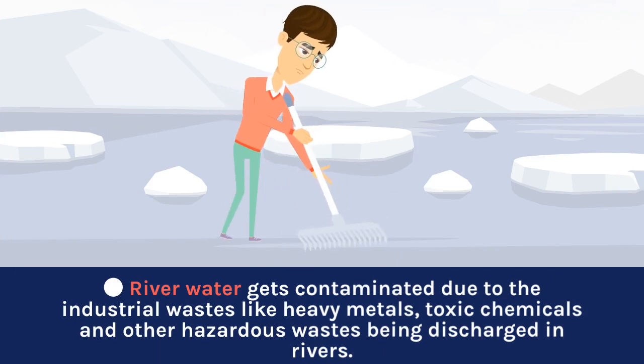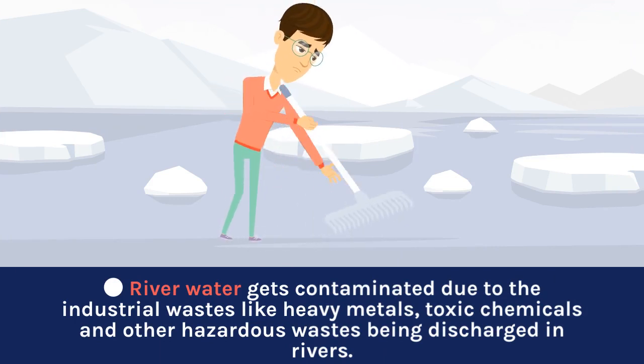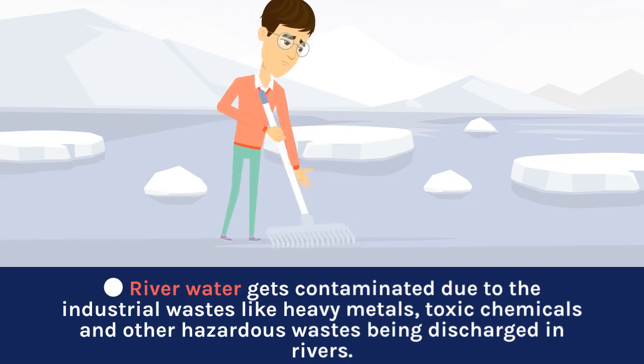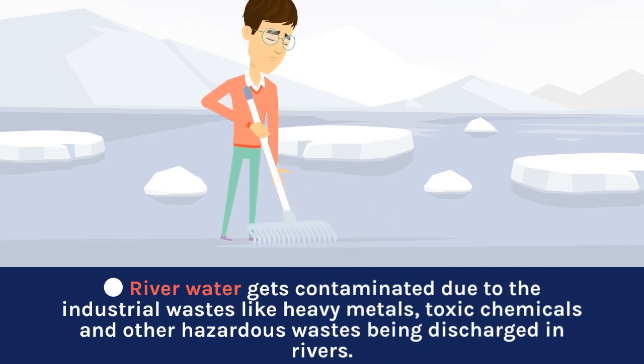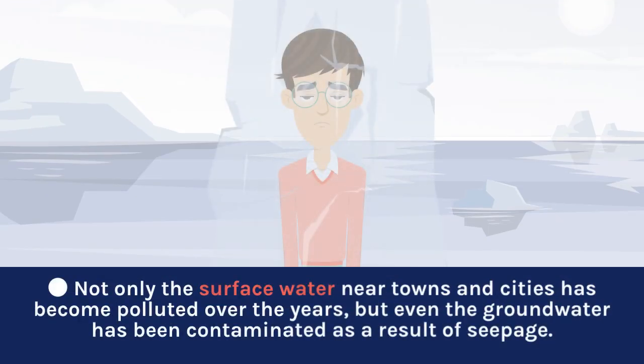River water gets contaminated due to the industrial waste like heavy metals, toxic chemicals and other hazardous waste being discharged in rivers. Not only the surface water near towns and cities has become polluted over the years, but even the groundwater has been contaminated as a result of seepage.